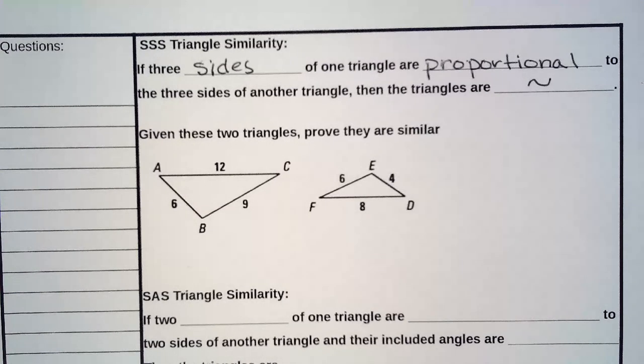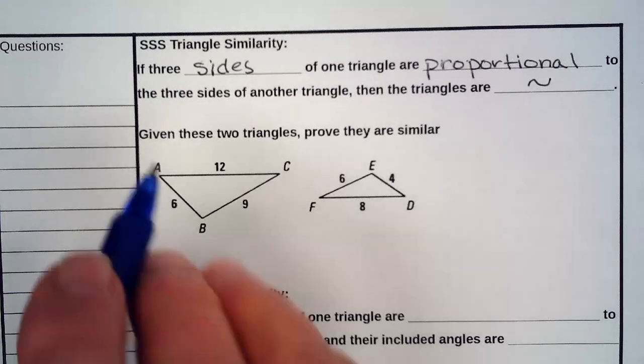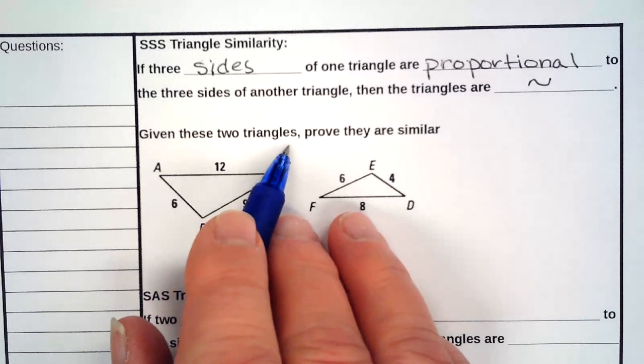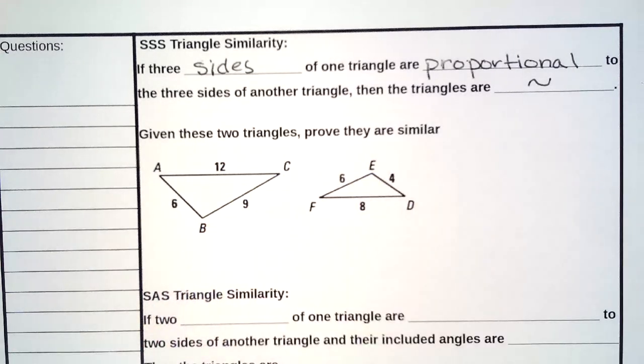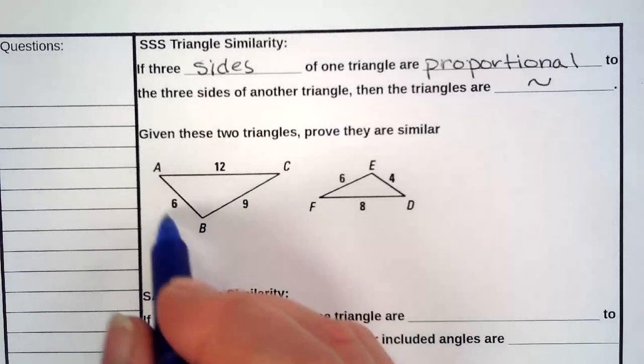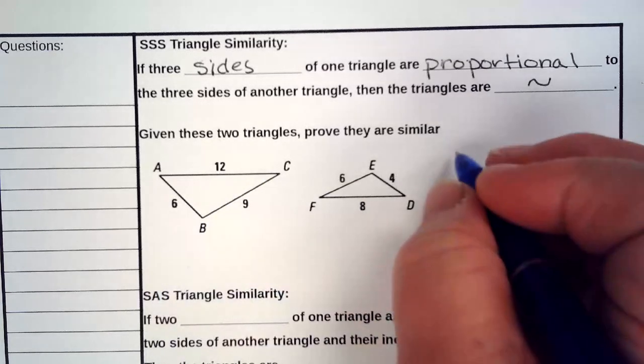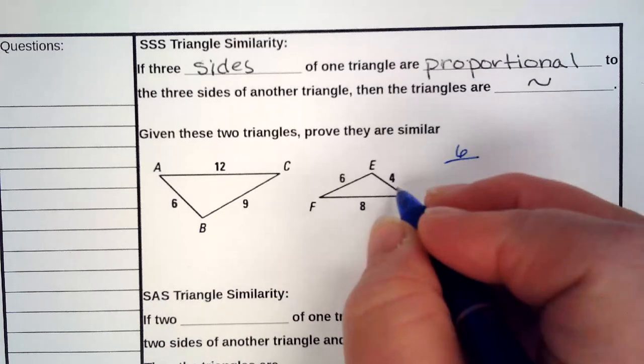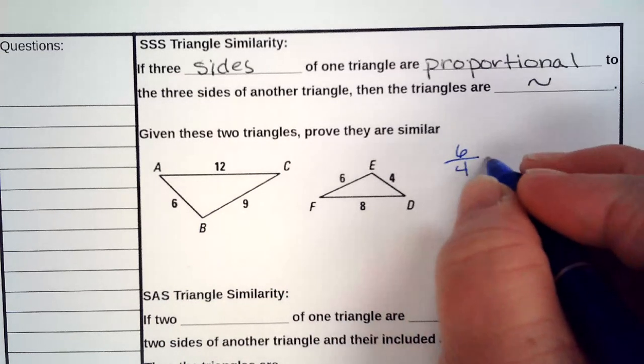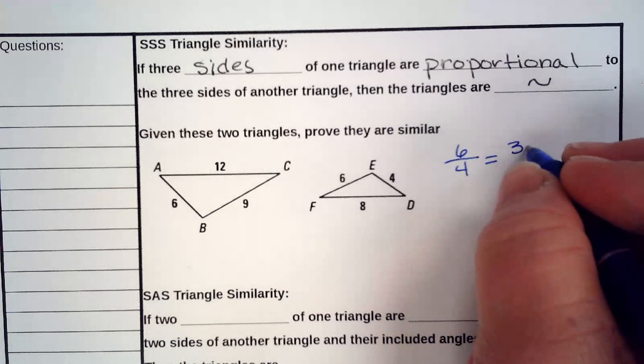So if I'm looking at this, given these two triangles, prove that they are similar. So I'm going to look at it. I'm going to say, okay, which are my smallest two sides? On this one it's 6, so I've got 6. I'm going to compare it to 4. That gives me the fraction 3/2.